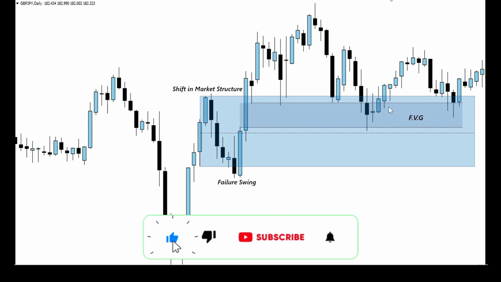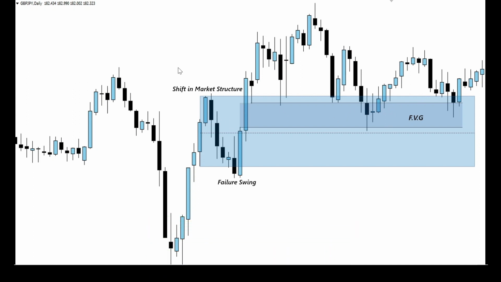So that will be it for this video. I intentionally left out the bearish side of the mitigation block so that you could go into your own charts and study the mitigation block with a bearish example.